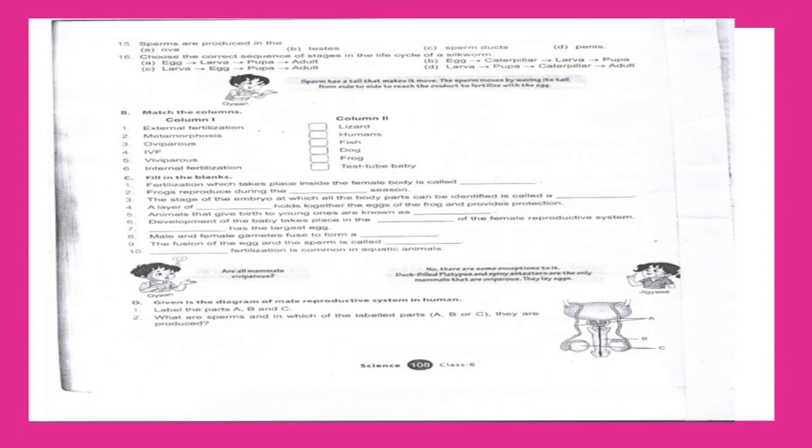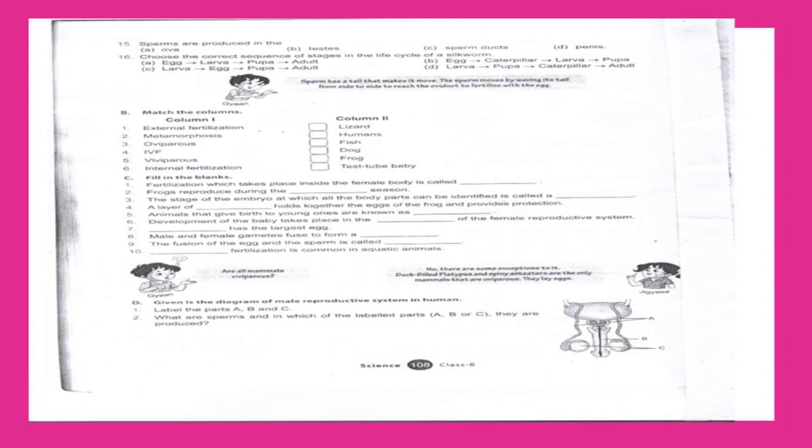Are you clear? Then fill in the blanks. Fertilization which takes place inside the female body is called internal fertilization. Frog reproduce during rainy season.